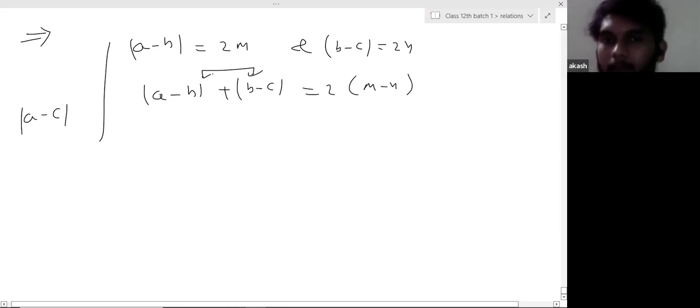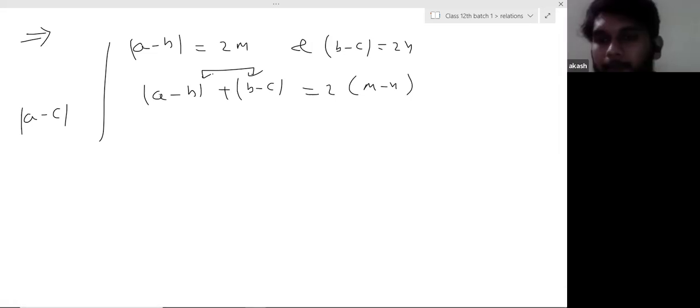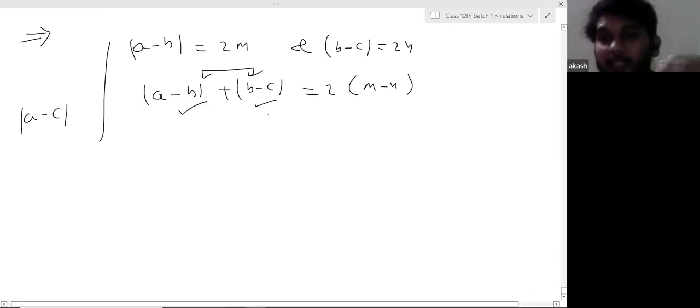No, sir. So you know where we face the issue. We cannot open both of these modulus functions without making 3 cases, or 2 cases. We need to make 3 cases: where this is positive and this is negative, this is negative and this is positive, both are positive, and so on.